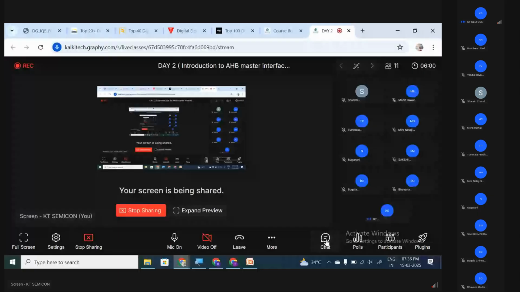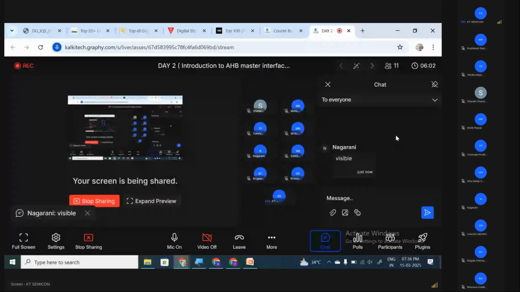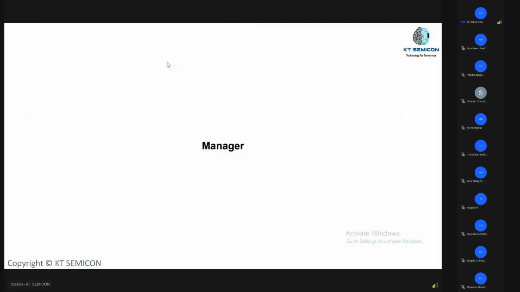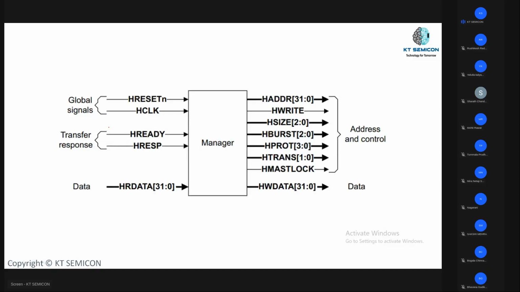Yes, thank you. So in this particular session, we are going to start with our manager, which is also known as your master. This particular master will have some specific interface signals. These signals are very important. If you want to understand the protocol working clearly, you should have some knowledge about these signals.